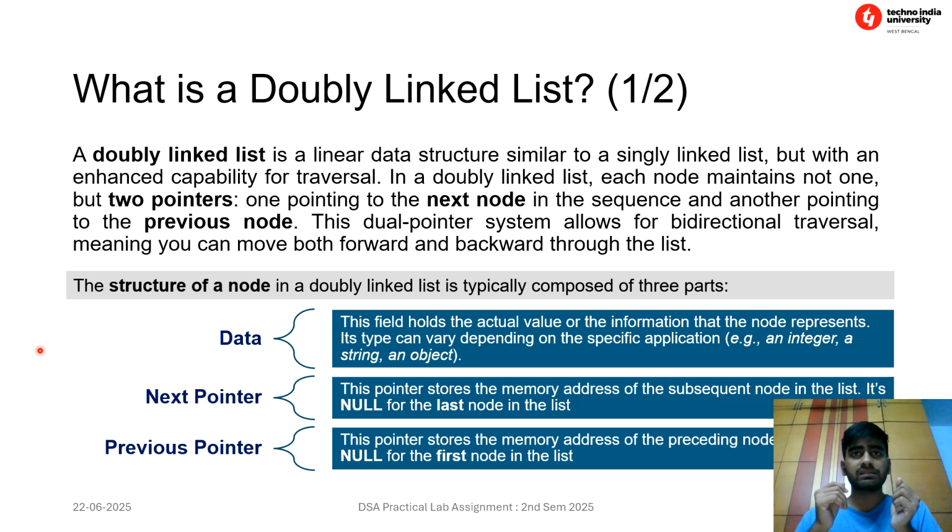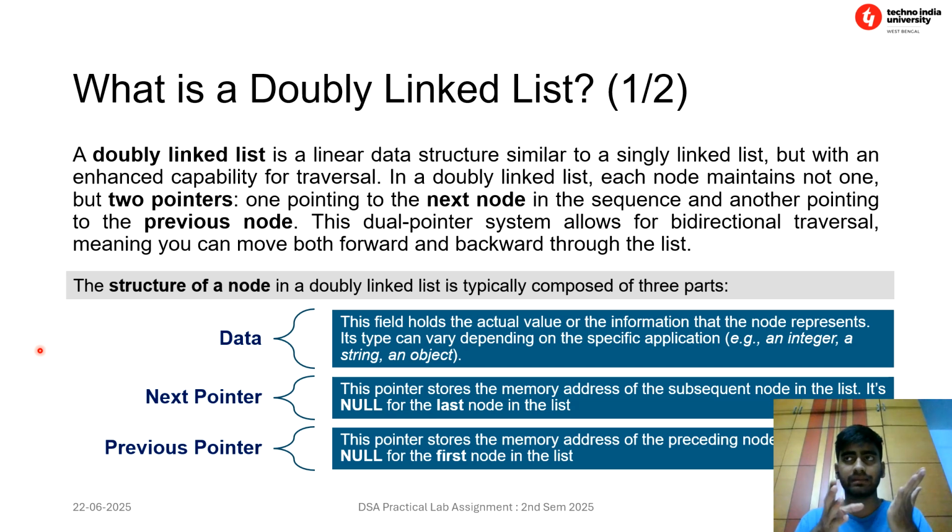So in a single linked list, a node contains only two things: one, the data, and one, the next pointer to link it to the next node. But in a doubly linked list, a node has another pointer called the previous pointer. What is the previous pointer? It basically contains the memory address of the previous node. So these two pointers in each node of a doubly linked list allow for bidirectional traversal of the linked list.